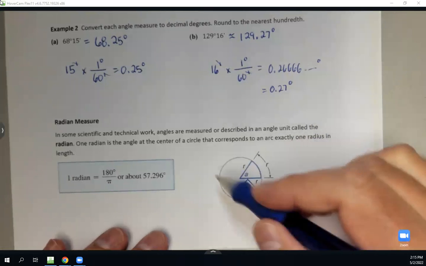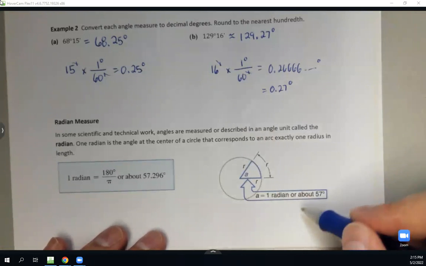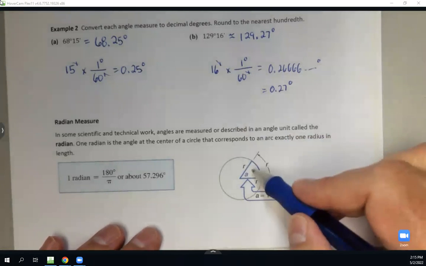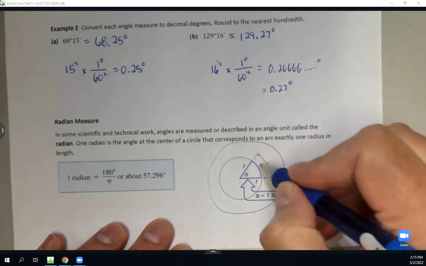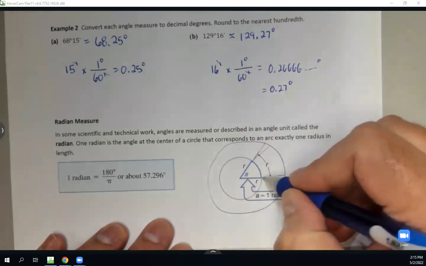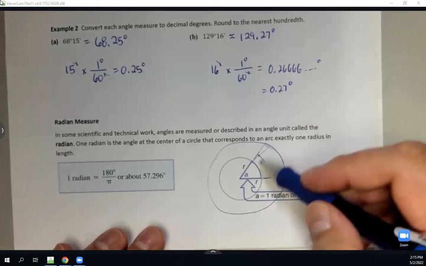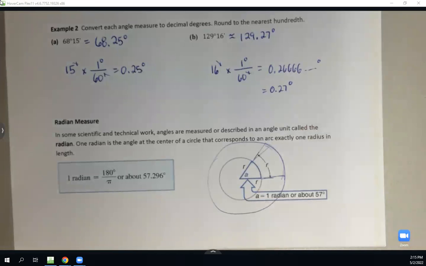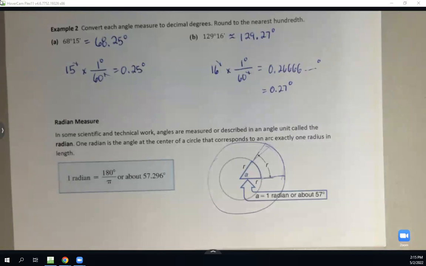If I have a bigger circle, the radius is going to be bigger. And so I'm going to measure up the circle the same distance as the radius. But even if I've got the bigger circle, if the radius is this long, then this is going to be the radius here. And so it's going to be the same angle, 1 radian. Okay, makes sense?